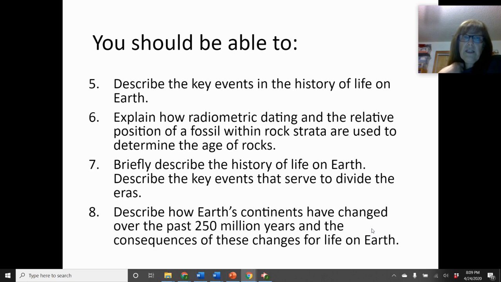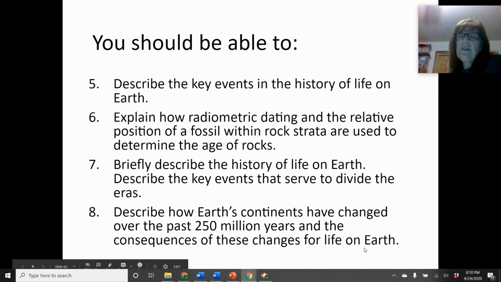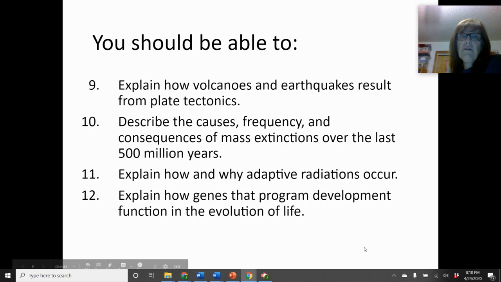You should be able to explain the key events in the history of life on Earth, explain the difference of radiometric dating and relative dating. You should be able to describe the theory of life or history of life on Earth and the key events that serve to divide those eras. You should be able to describe how Earth's continents have changed over the past 250 million years and the consequences that those changes had on life on Earth.